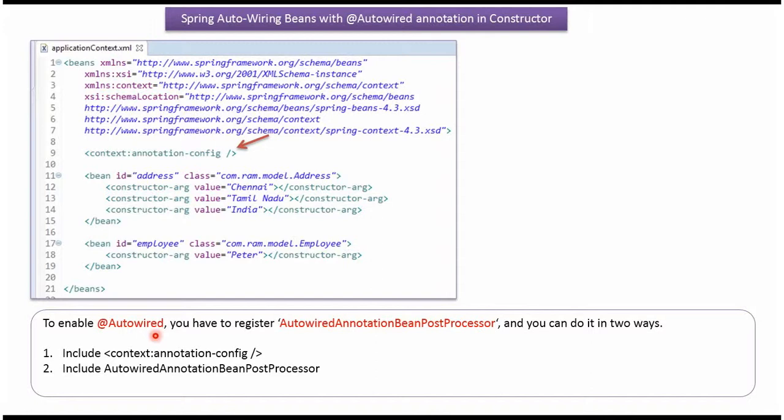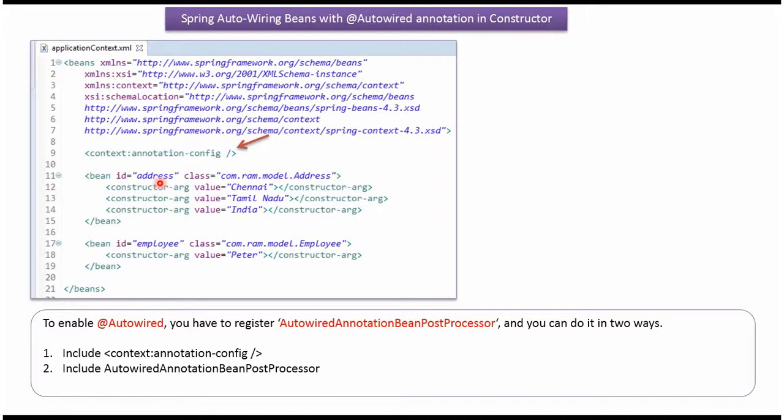To enable @Autowired, we have to register the AutowiredAnnotationBeanPostProcessor. We can do it in two ways. The first way is including annotation-config, and the second way is including AutowiredAnnotationBeanPostProcessor.